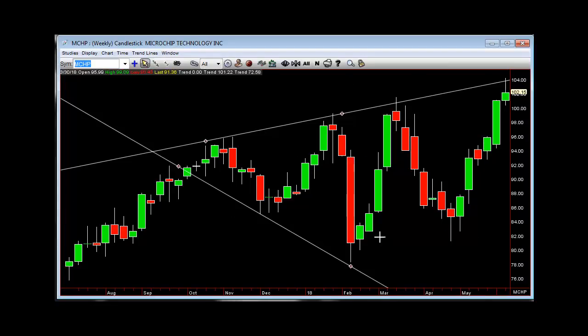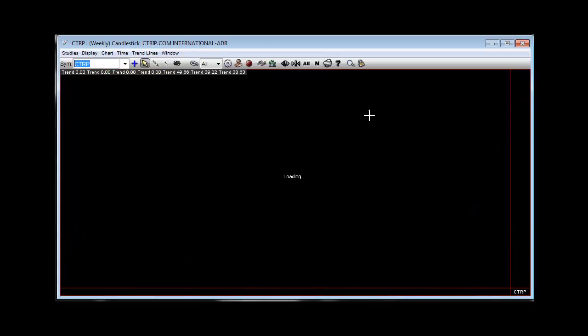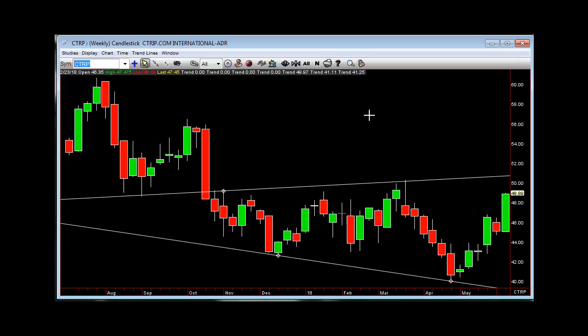If you go to something like Microchip, here you can see how this played out. Bam, bam, bam, bam, bam. Then you made the higher low, and then you came all the way back up to take that out. CTRP with an inside week here. You can see that coming up on that.